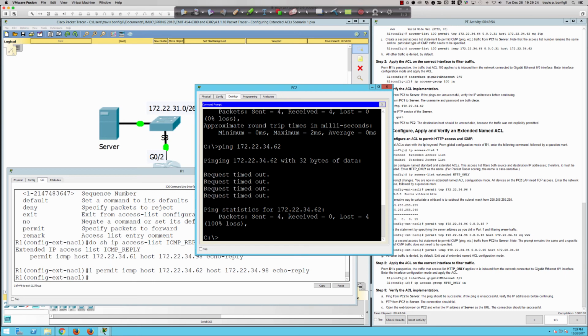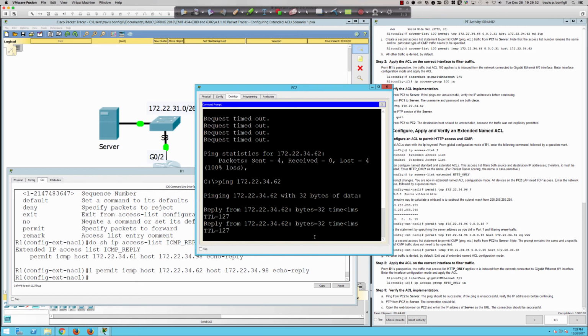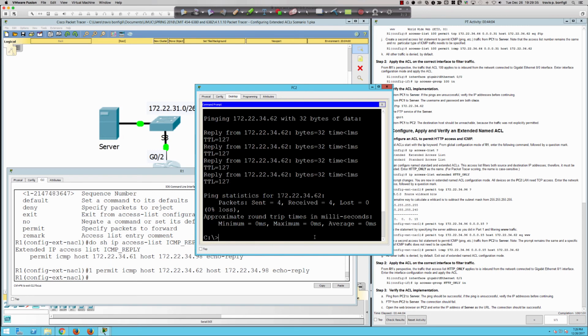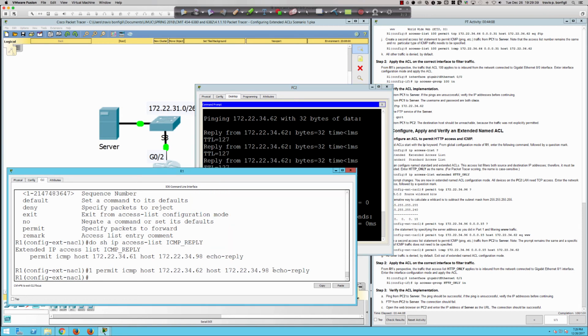These are independent packets that are not part of a flow from the perspective of the ACL. So now I'm going to ping, and now it works because I've inserted a statement allowing the echo reply to come back. But all other traffic, with the exception of the bogus permit statement, is being denied.